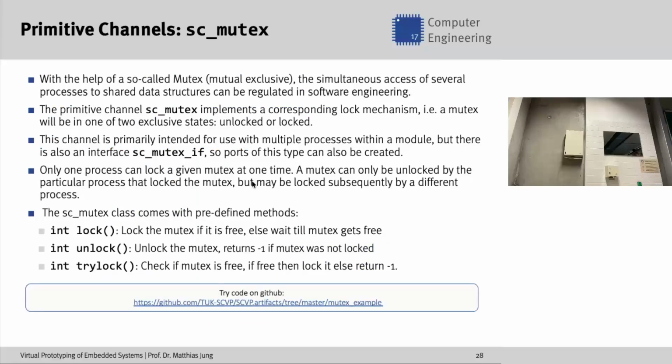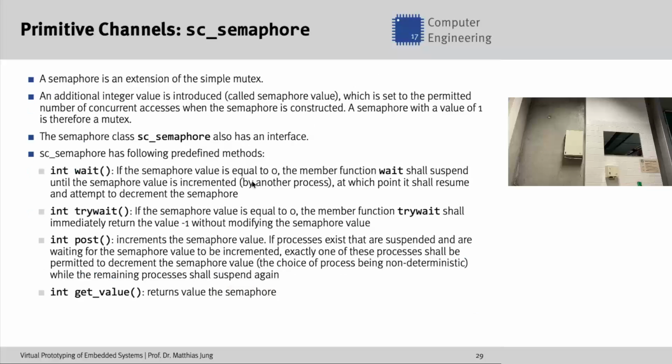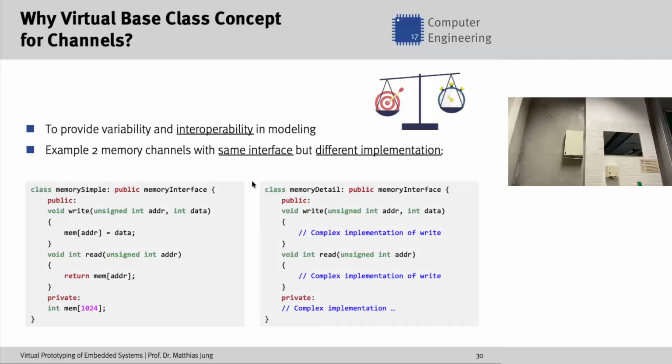Yeah. And this also exists there as a primitive channel. If you are interested in that, I don't want to go so much into the details here. It's just here for completeness. Also with semaphore, but I want to skip that for the sake of time. I think it's more important if we talk about signals.